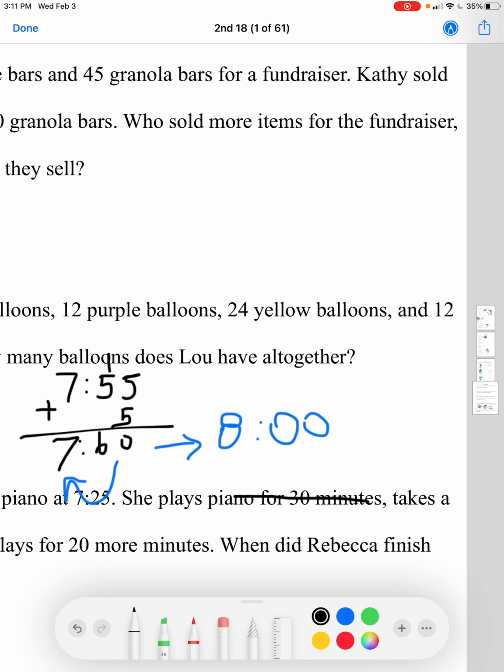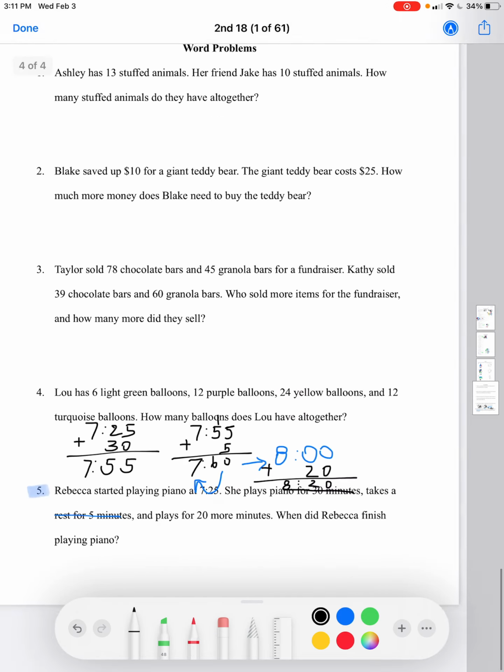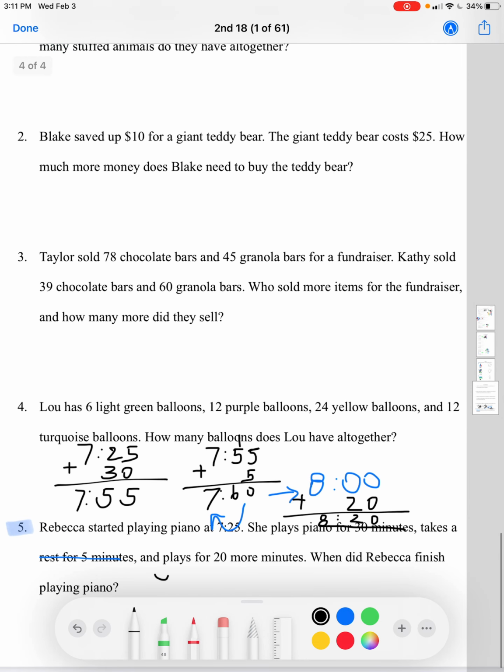Then she plays for 20 more minutes. So we'll add 20 to the 8 o'clock. And we have 0 plus 0, which equals 0, 0 plus 2 equals 2, and then 8. So Rebecca finishes playing the piano at 8:20. So that's how you solve these questions, and I hope this helped you guys understand.